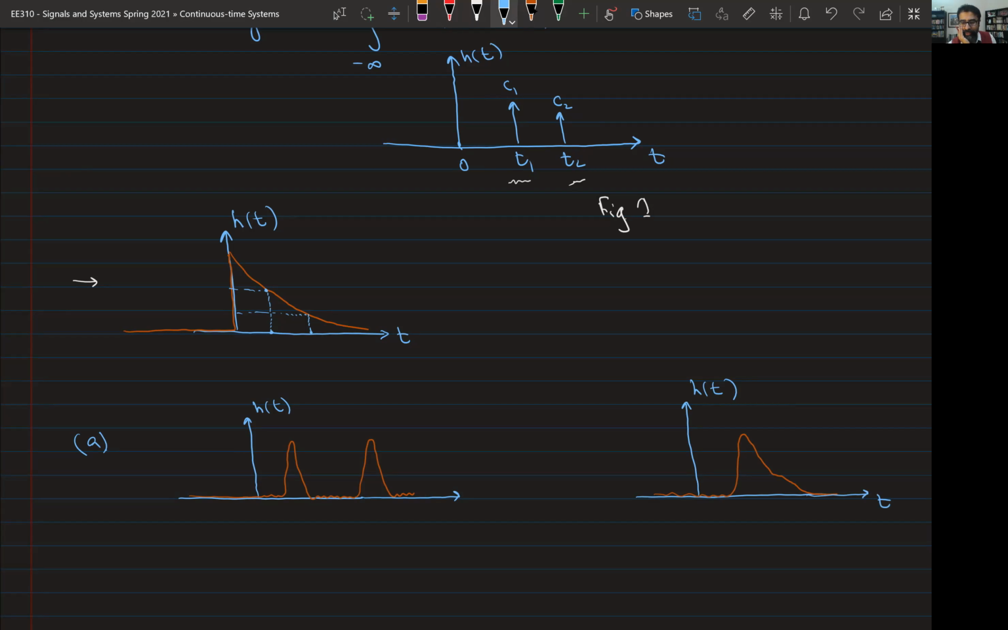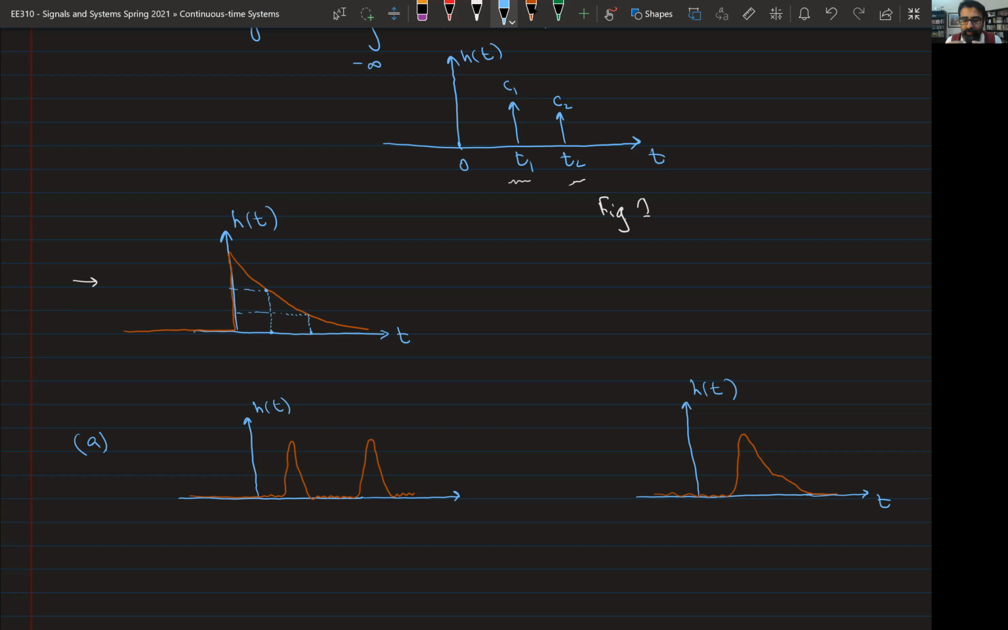What do you think is the difference between the two systems? I mean, practically speaking. Talha? So in the first one, the two signals are not overlapping. Yeah, they're not. But in the second one, there will be some overlap.